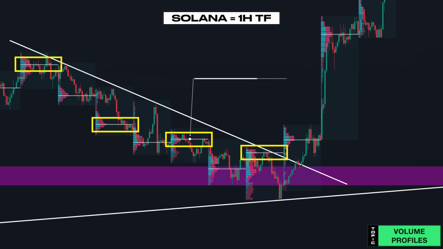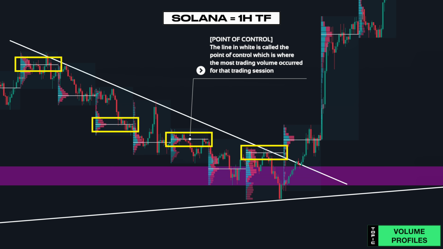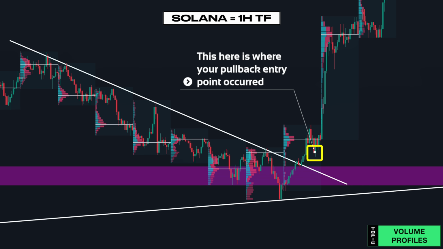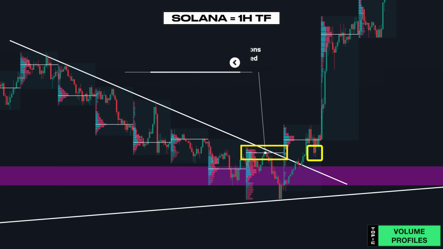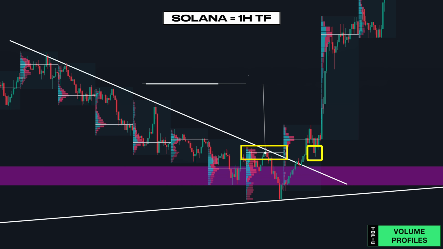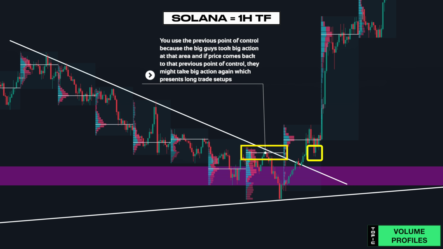The line in white is called the point of control, which is where the most trading volume occurred for that trading session. The most trading volume means the big guys and large institutions placed the most buy and sell orders at that area. This here is where your pullback entry point occurred. So what you do is you look at the previous trading session's point of control as it is fully formed. You use the previous point of control because the big guys took big action at that area.